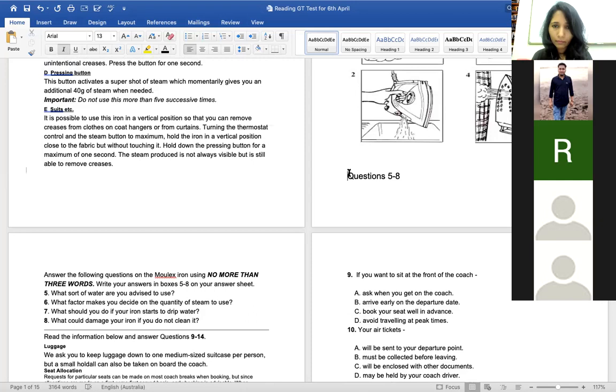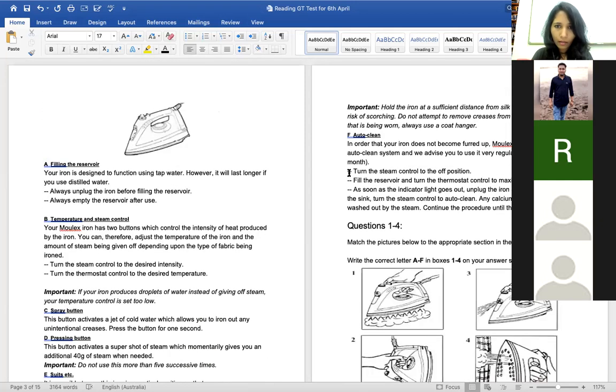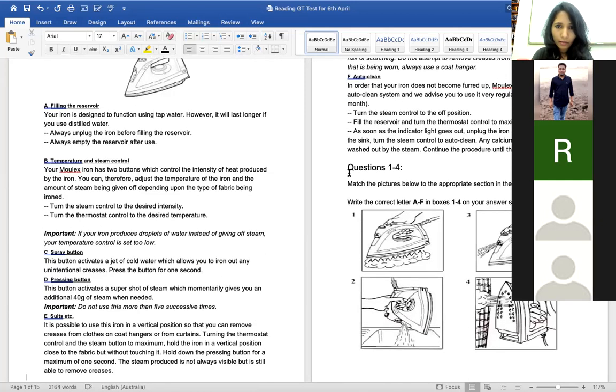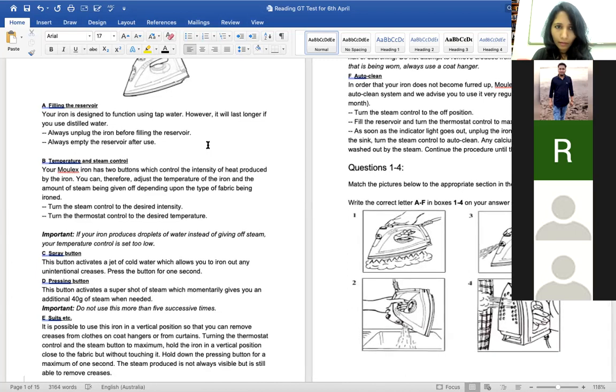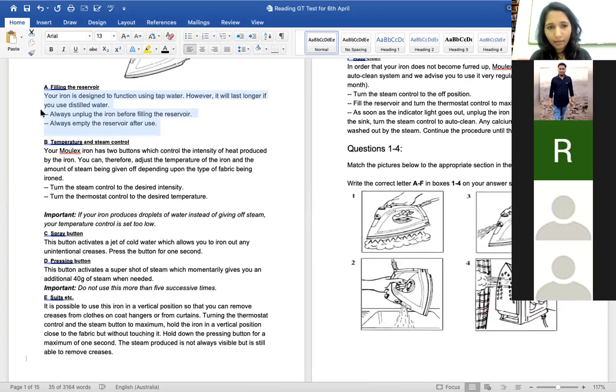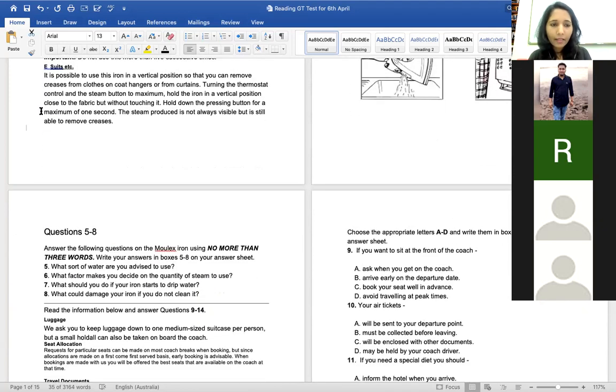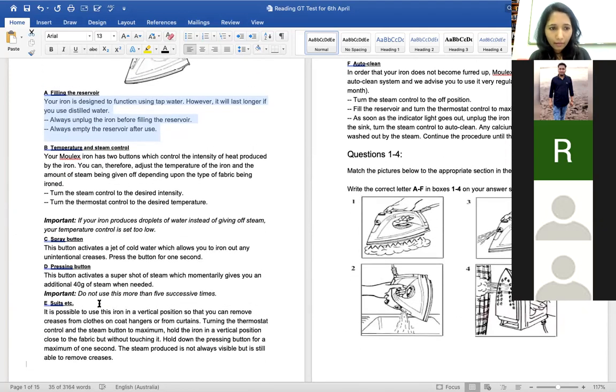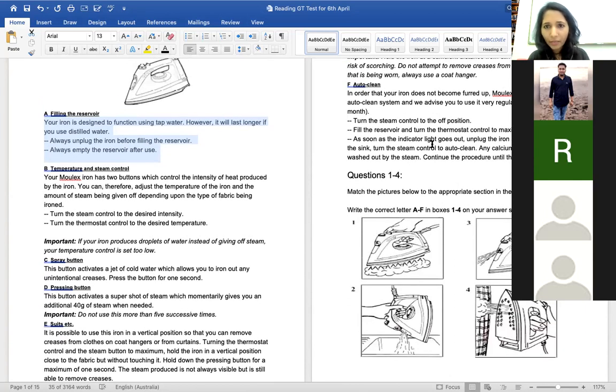For paragraph A, can you please scroll on? Yeah. It is saying always unplug the iron before filling the reservoir and always empty the reservoir after use. Oh, yeah. So probably it is emptying the reservoir. Yeah. So it is A. Yes, it's correct. But then what is wrong with F? For 2, you chose F. The reason why I chose F was because it was mentioned sink over here.